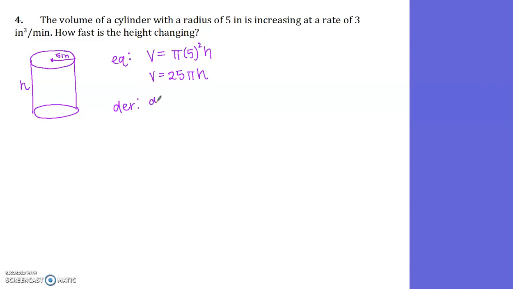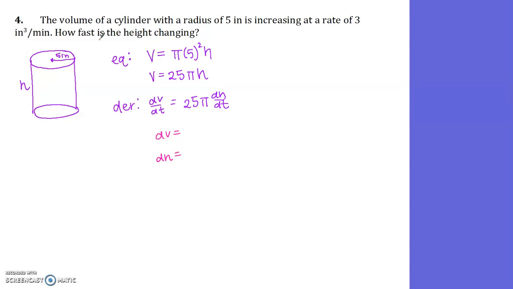So the derivative of V will just be dV/dt. This is just a coefficient, so the derivative of h is just 1. So we're just left with that 25 pi, but then I took the derivative of h, so dh/dt. Okay, so I don't have any regular variables left in this one. All I have are the two rates. So I have my dV/dt and my dh/dt.